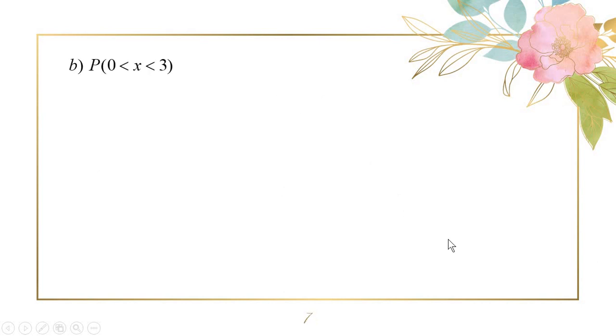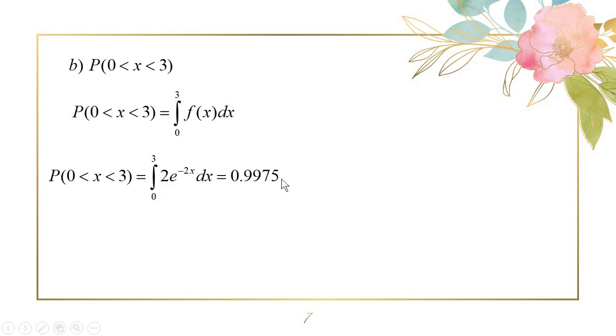Now let us proceed solving the second question. Probability of 0 less than x less than 3, that is integrate the function f of x from 0 to 3. So I have integrated the function using the calculator. You got this answer.